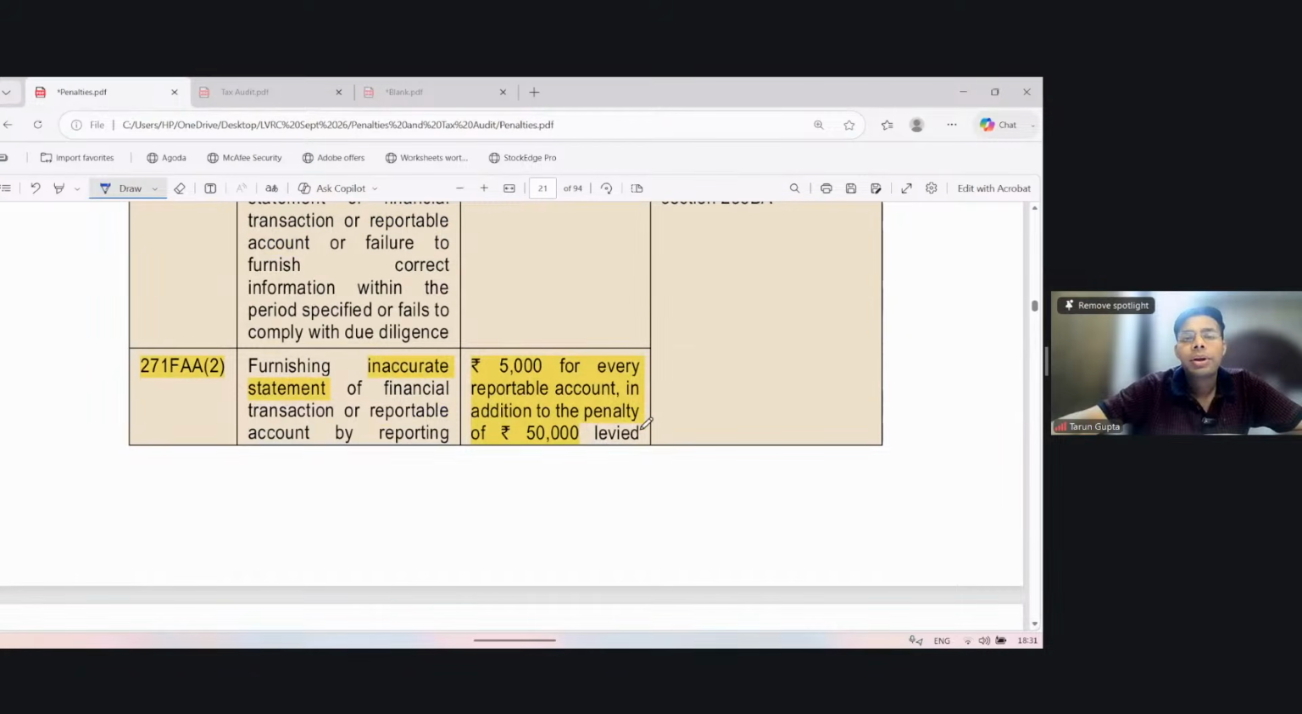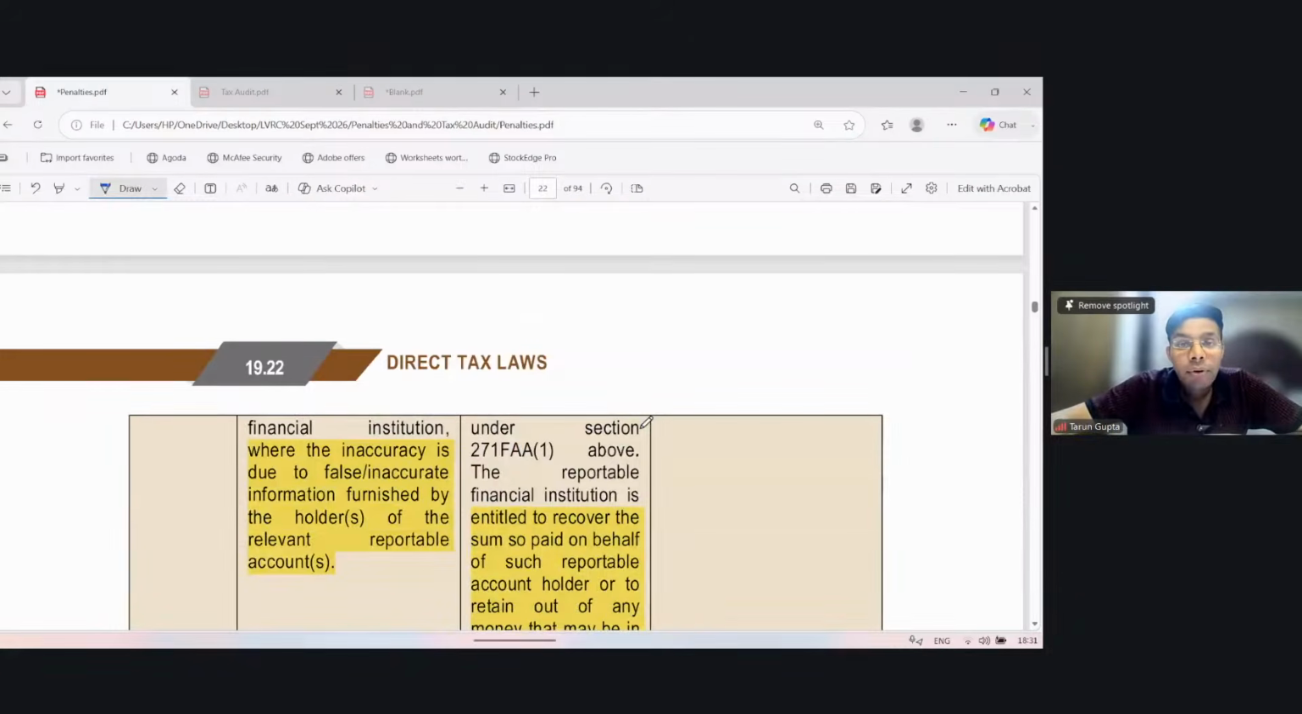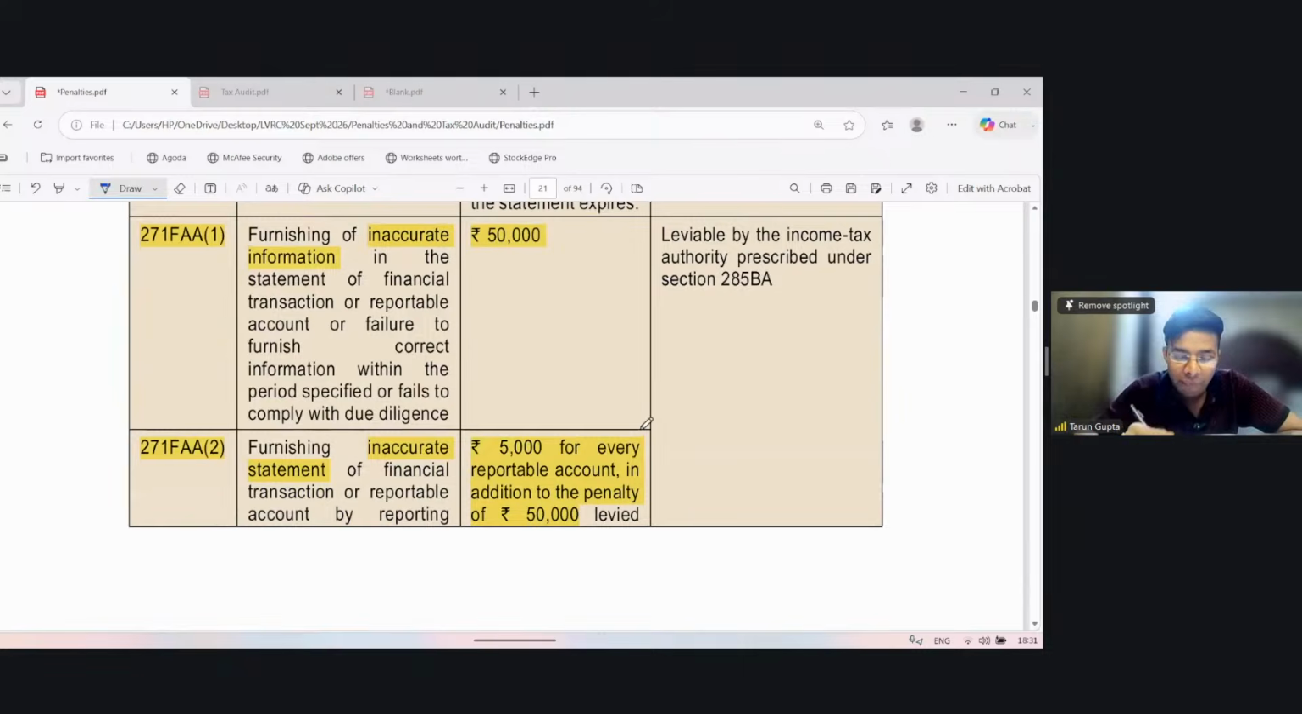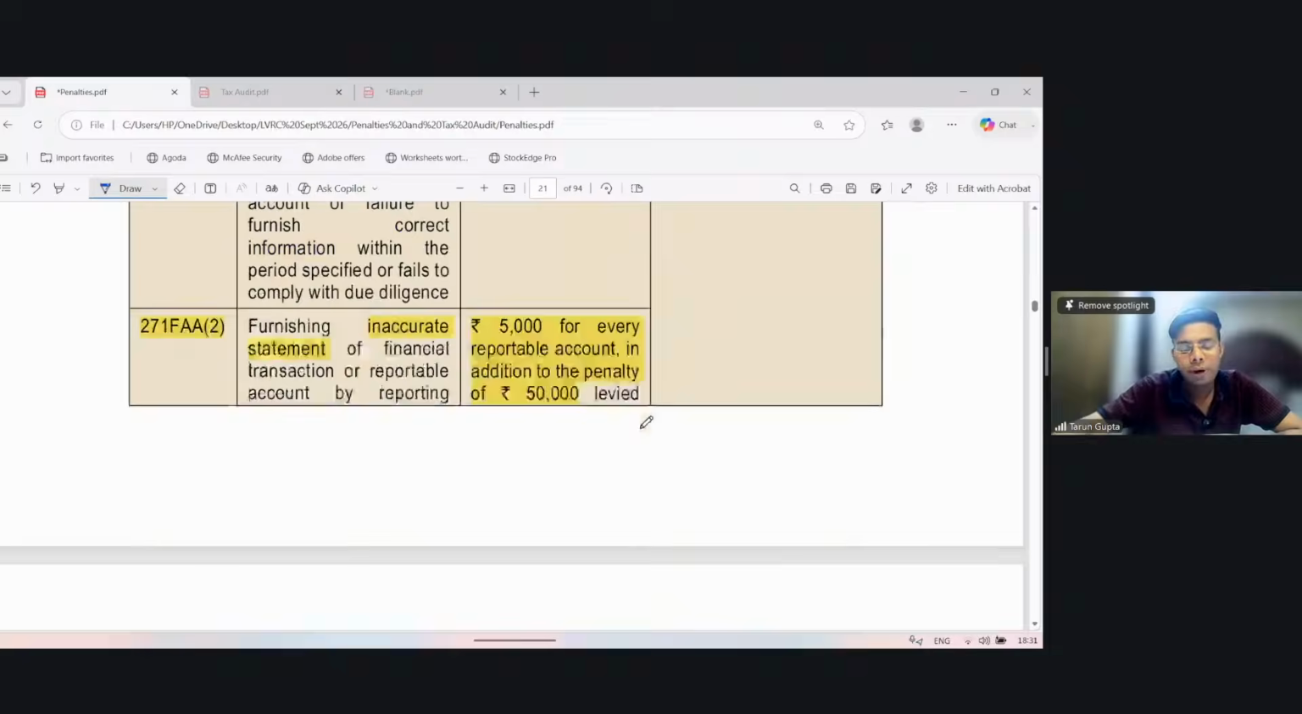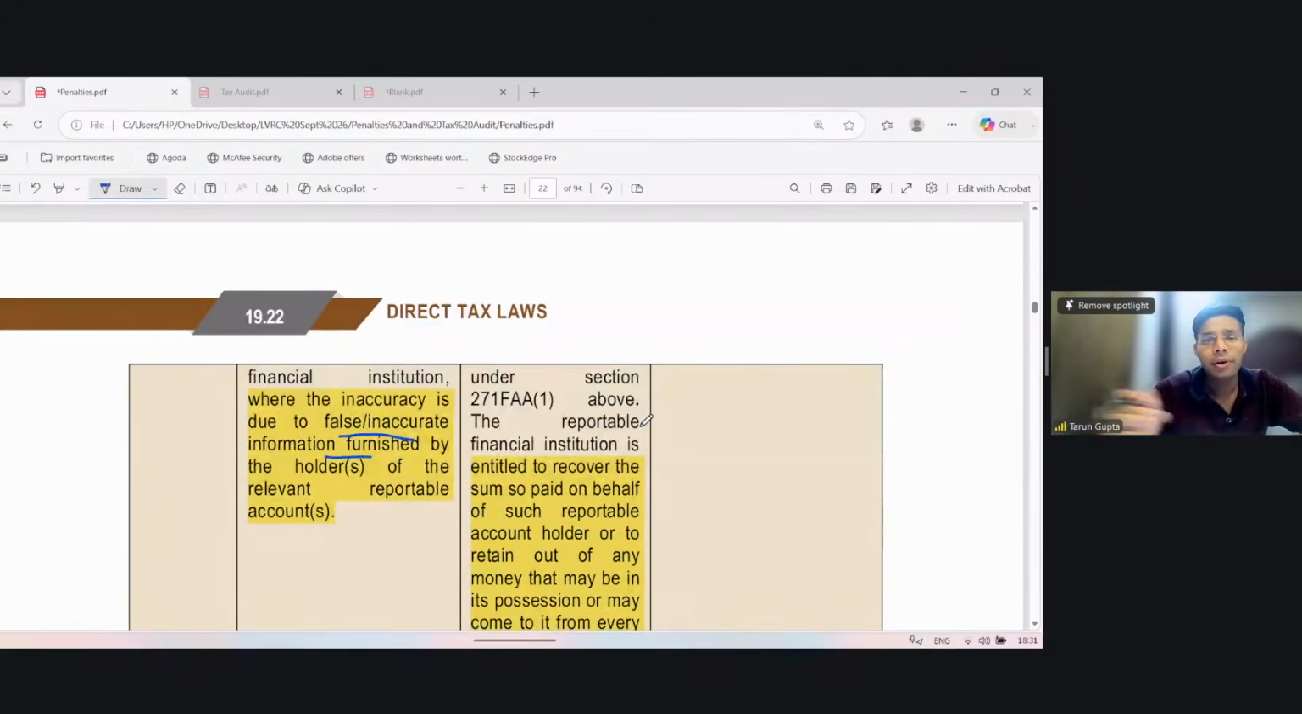Then subsection 2 of 271FAA says that if the assessee furnishes an inaccurate statement of financial transaction or reportable account, and the inaccuracy is due to the false or inaccurate information furnished by the holder, the assessee is not in default. The inaccuracy was on account of the information submitted by the holder of the relevant reportable account. Then no penalty is levied. Penalty equal to 5,000 for every day in addition to the penalty of 50,000 levied above. Okay, it's levied on the assessee.